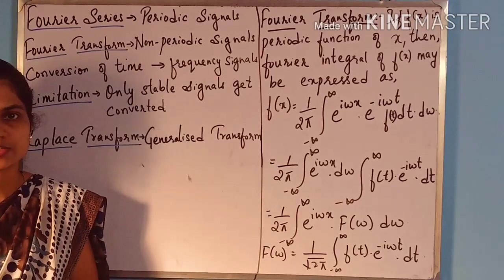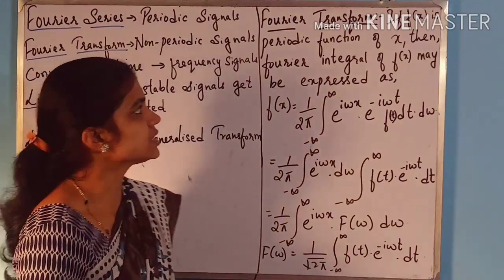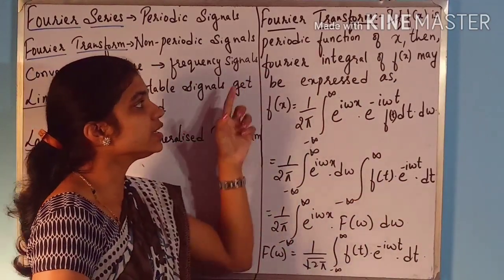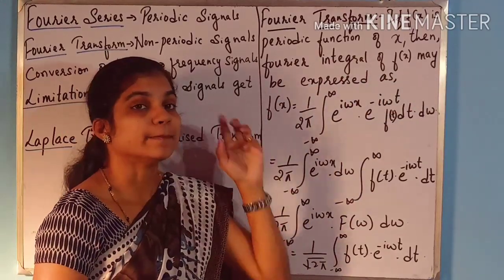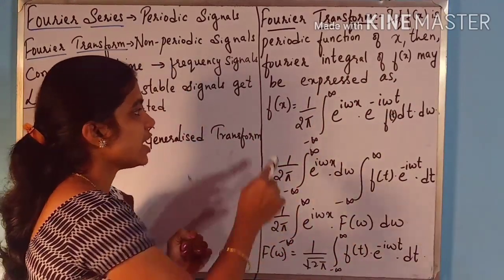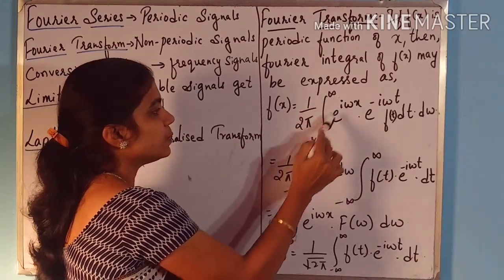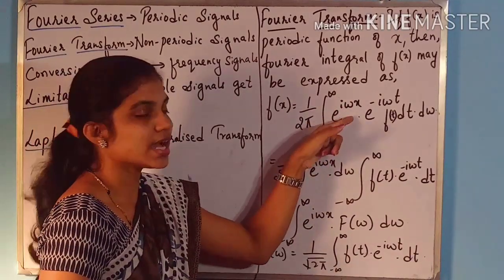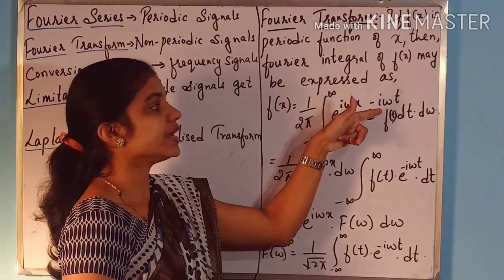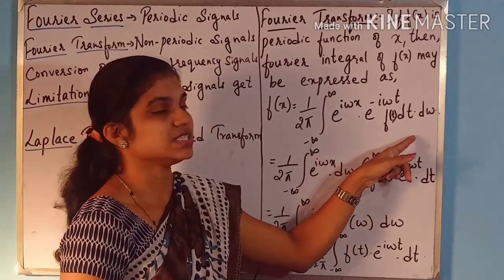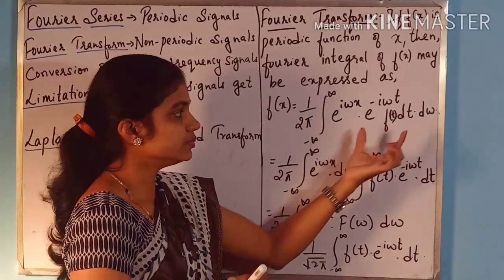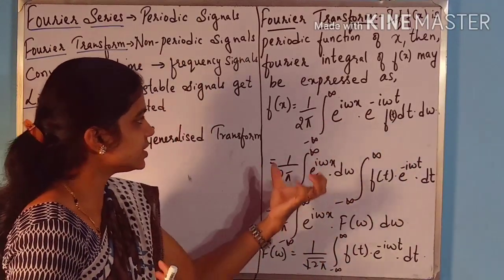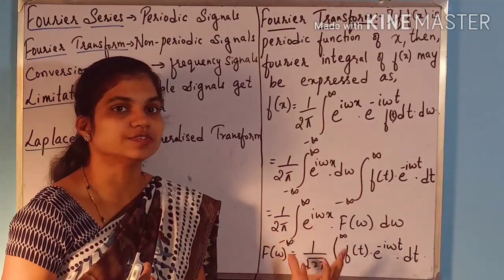Now, what is the Fourier transform? If f(x) is a periodic function of x, then the Fourier integral of f(x) may be expressed as f(x) = 1/2π ∫ from -∞ to ∞ of e^(iωx) · e^(-iωt) f(t) dt dω. So we have the time signal and also the frequency signal, and what we are doing here is trying to convert it only into the frequency signal.